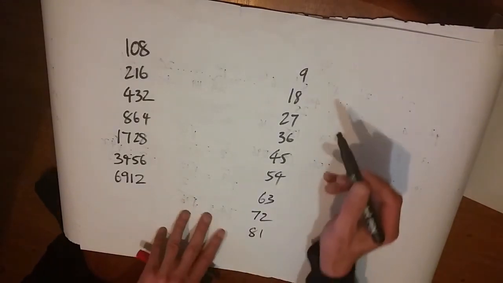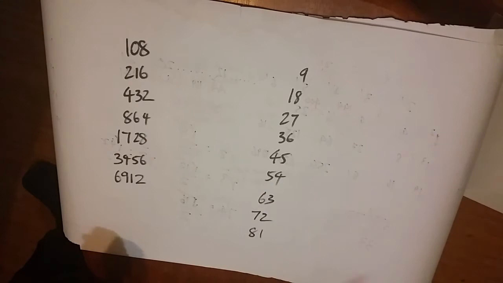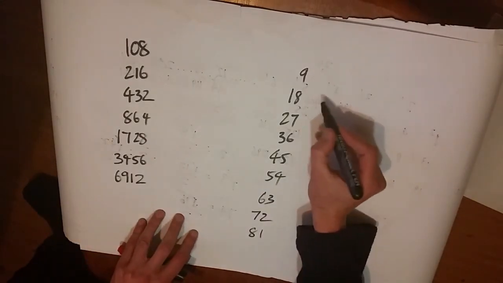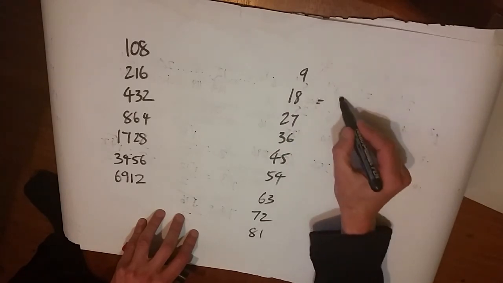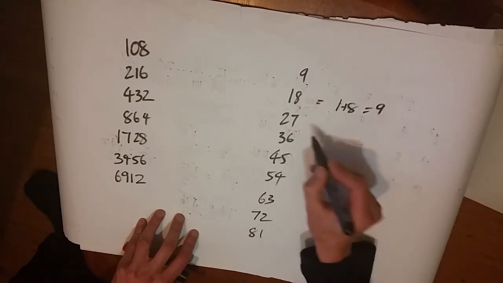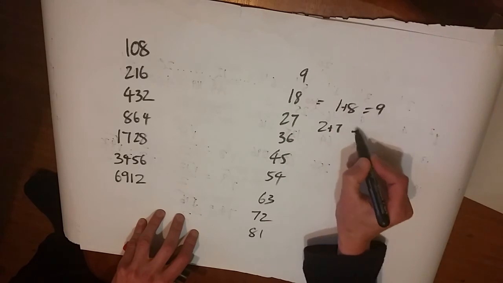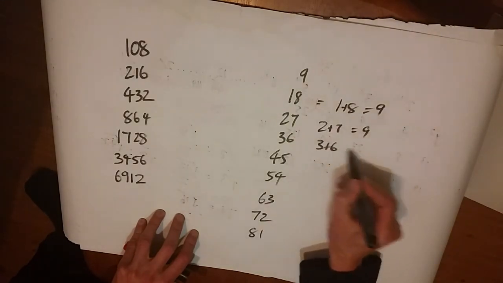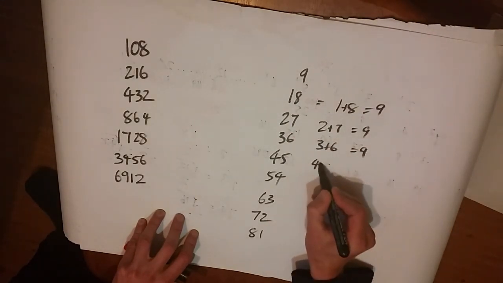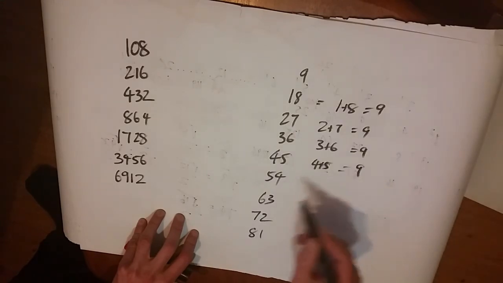But here's the thing: any number that's multiplied by 9 will create a set of digits that add up back to 9. So 9 times 2 is 18, 1 plus 8 equals 9. 2 plus 7 equals 9. 3 plus 6 equals 9. 4 plus 5 equals 9, etcetera.